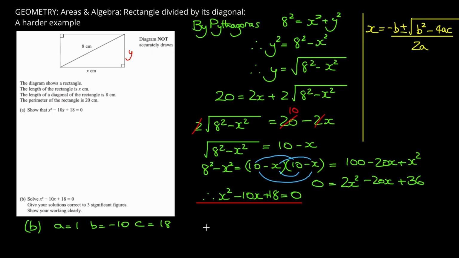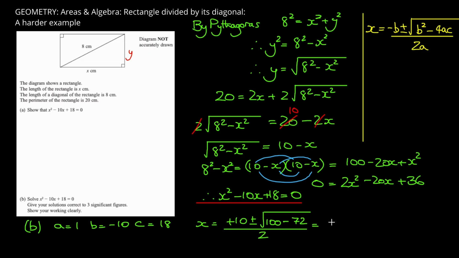So popping these values into the formula, we get x is equal to the negative version of negative 10, if you know what I mean, is positive 10, plus or minus the square root of b squared, which is 100. Now, is it negative or positive? Well, a and c are both positive here, so it is negative. Minus 4 times a times c. 4 times a is simply 4. 4 times 18 is 72. And this is all over 2.